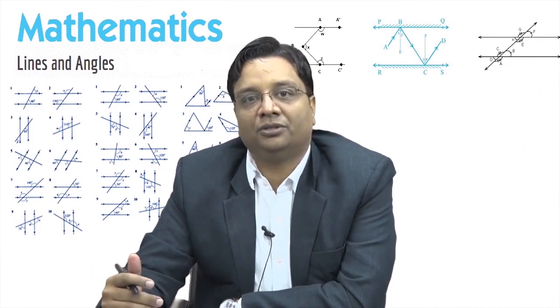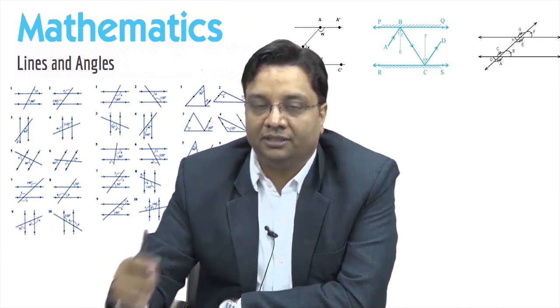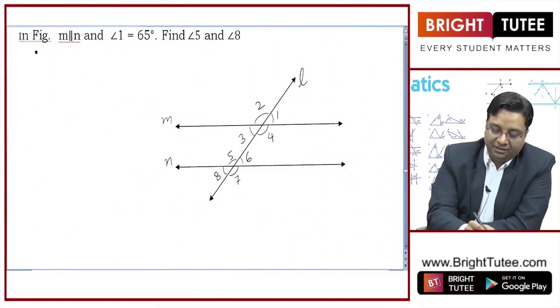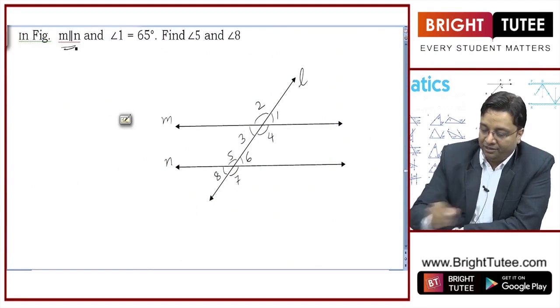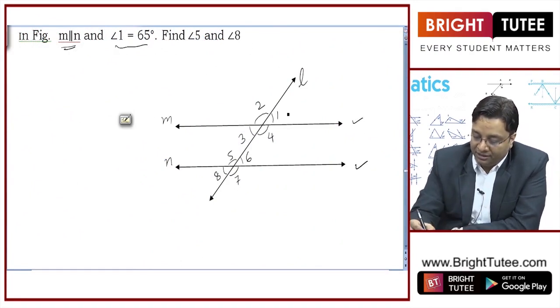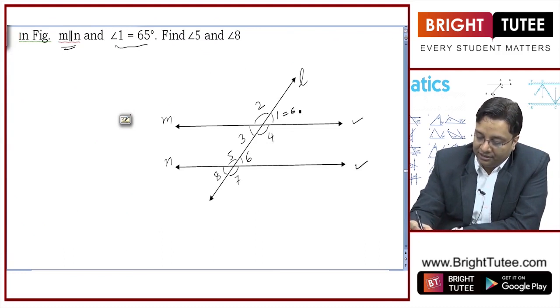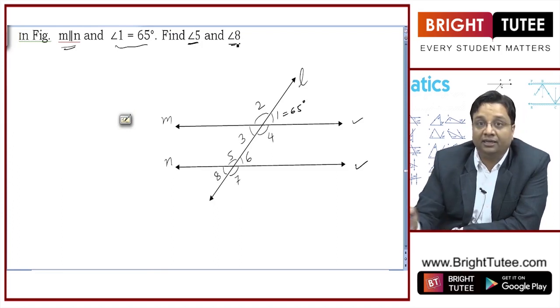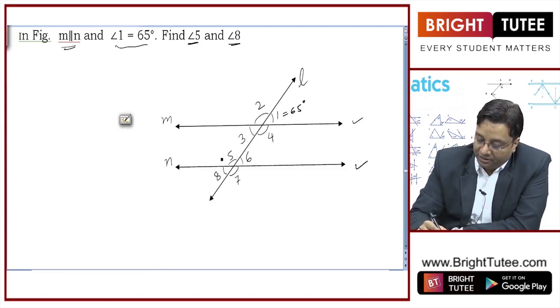Let us do some extra questions on the exercise that we just finished, parallel lines and transversal. So the first question here is, in this figure, M is parallel to N, that is this line is parallel to this line, and angle 1 is 65 degrees. So this angle is 65 degrees. And we want to find angle 5 and angle 8. So we need to find this angle and this angle.